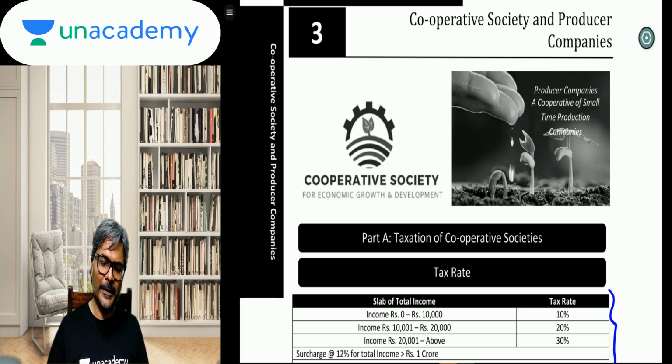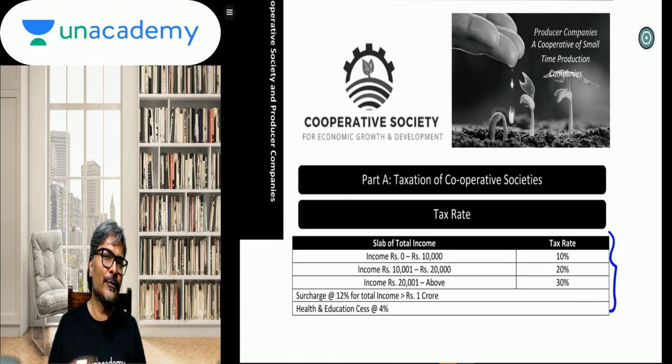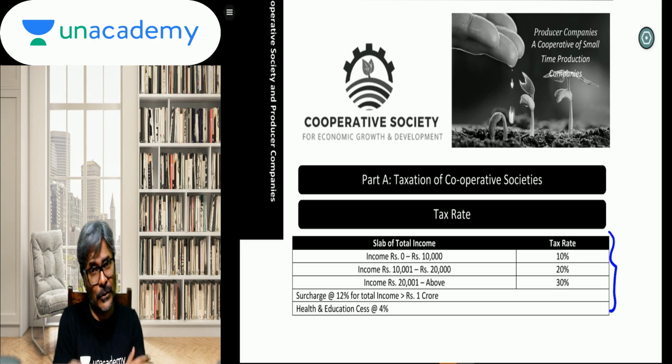As far as the cooperative society is concerned, their normal provision, whatever total income they will determine, there is one big deduction of 80P for the cooperative society. On that big deduction of 80P, they will determine finally their total income, and on the total income, the general tax rate applicable to them is on a slab rate basis. They also have the slab rate.